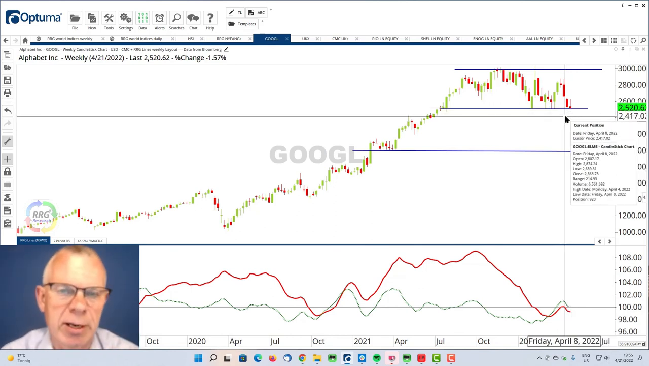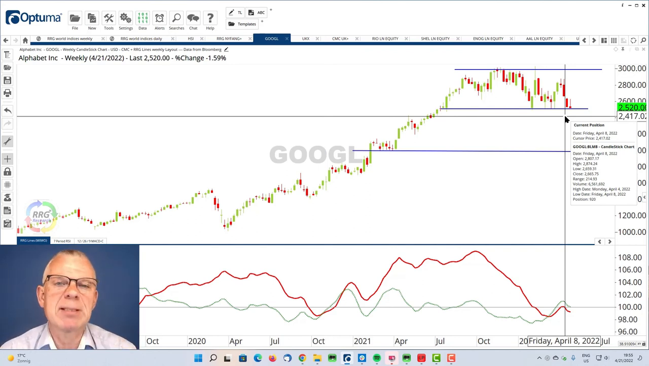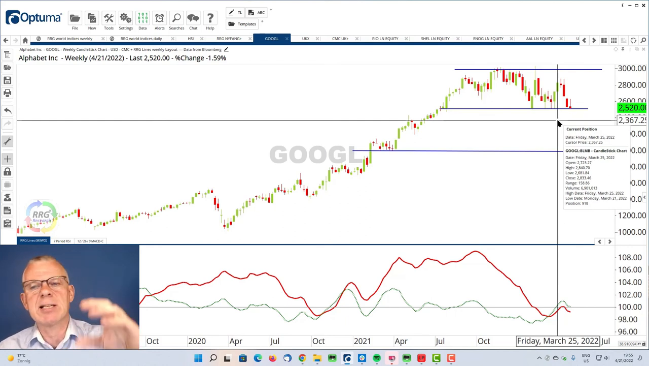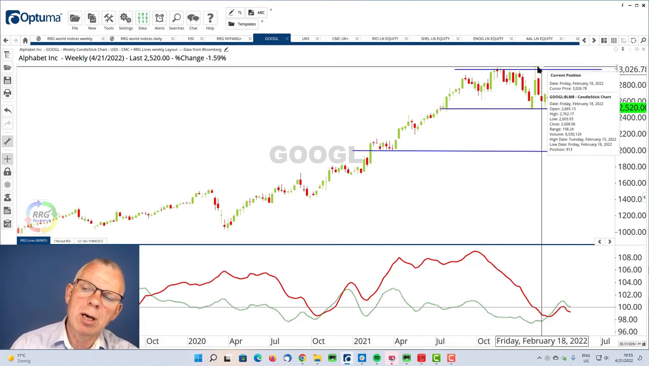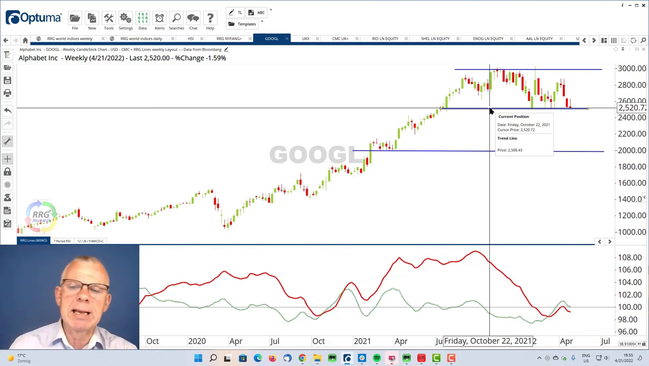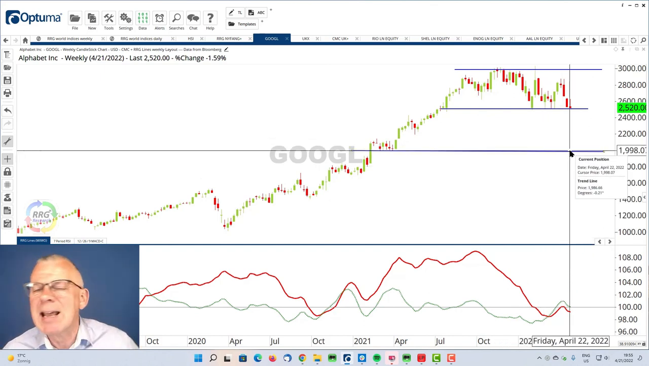That 2,500 area is a big, strong floor. But we know that when such a floor breaks, the ensuing move can be pretty rapid and can accelerate lower. When we break this 2,500 level, there's a good chance that the price will accelerate lower. And because we have a range and we know what the height of that range is, technical theory tells us that we can project the height of that range down from the breakout level, which would give us a technical target around 2,000 for Google in the next couple of weeks.